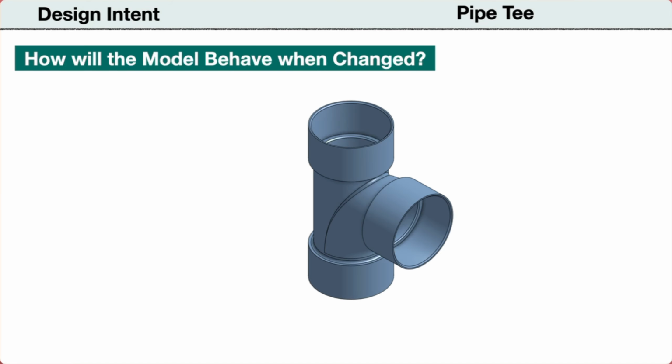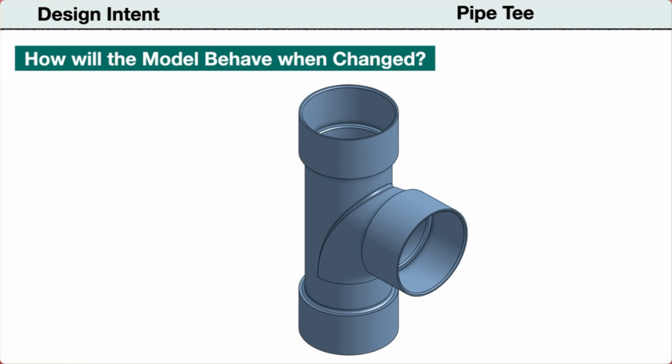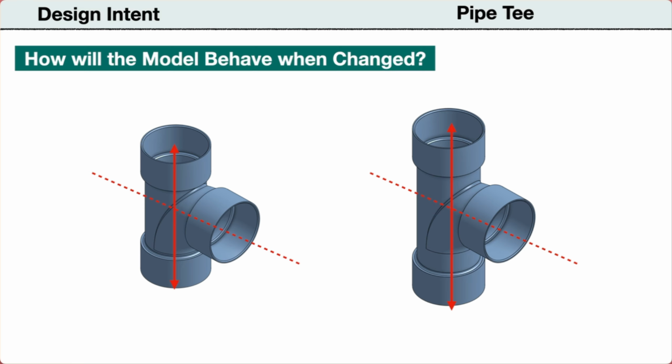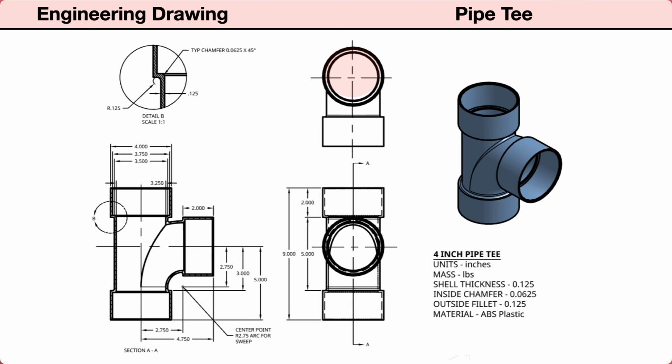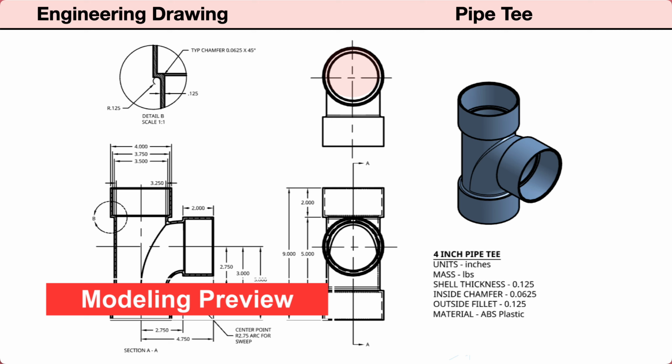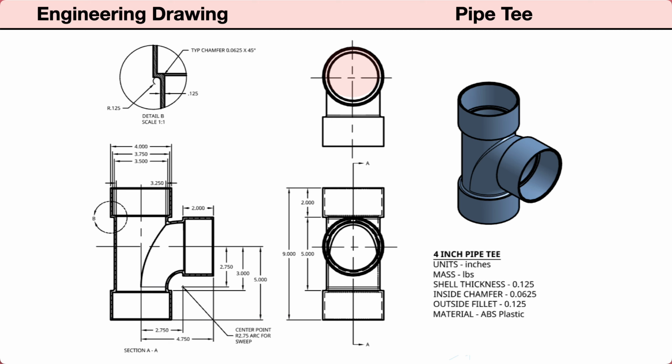So how should we expect the model to behave when it is changed? We should be able to change the length, and the rest of the features should remain the same, including the center location of the transition along its relative length. Before we model the part in Onshape, let's preview the steps in the modeling process. First, from the drawing, we will identify the profile we will use for the base sketch. In this project, we will use the top view to create the base sketch.